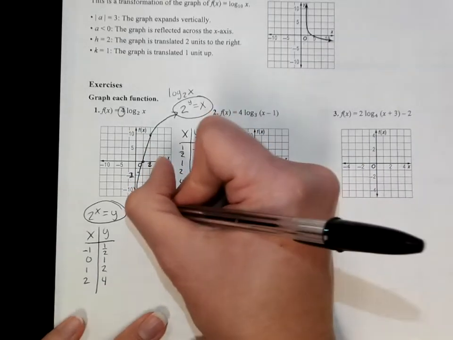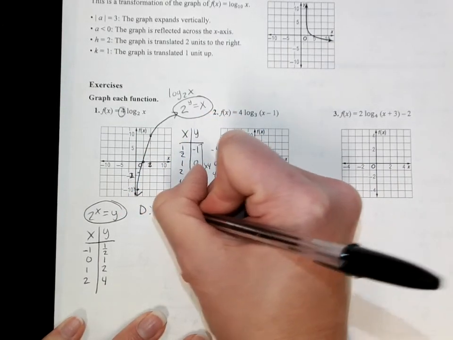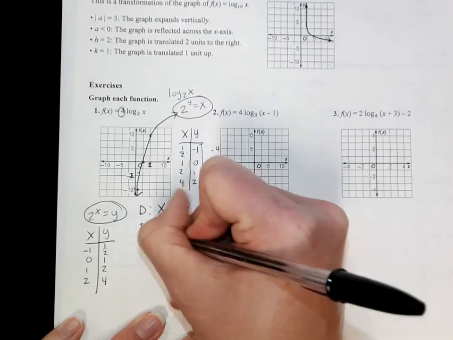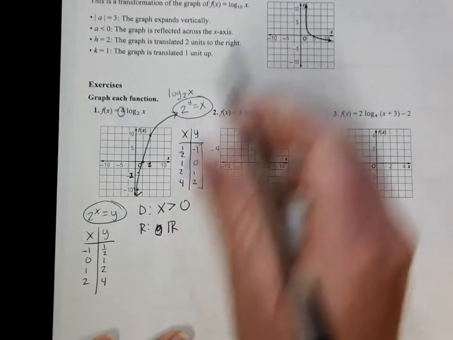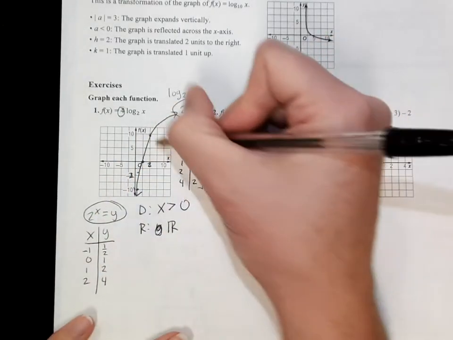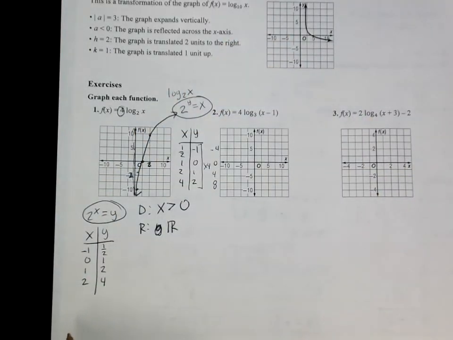Okay. So for your domain here, remember that your domain switches from the exponential. X is greater than 0. Your range is y is all real numbers. Okay, I can go up and down, but I can only be greater than 0 on my domain. Again, like the last one, this one has an asymptote, but it's the y-axis this time. We'll talk more about what asymptotes are a little later.